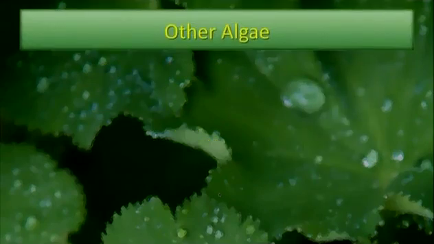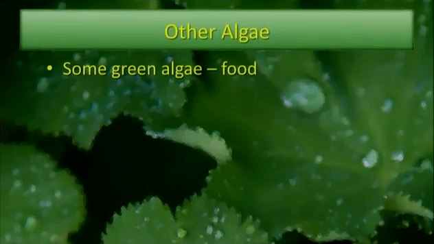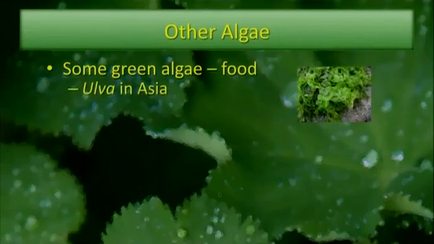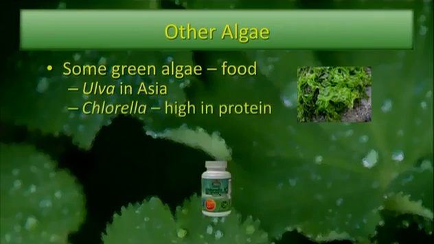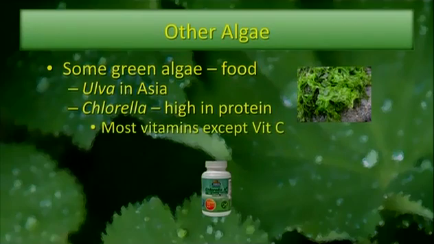Now, other algae. Some green algae are used for food. We've already talked about ulva in Hawaii, but ulva is also eaten in Asia. There's also an alga called chlorella, which is very high in protein, and it actually has most vitamins except for vitamin C. This is a kind of expensive green alga because you can buy it at the health food store, and some people think it's an almost perfect food.